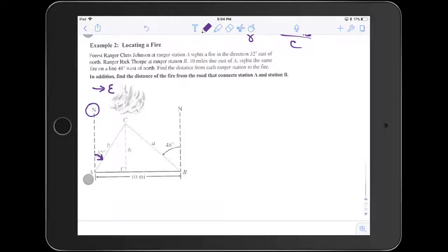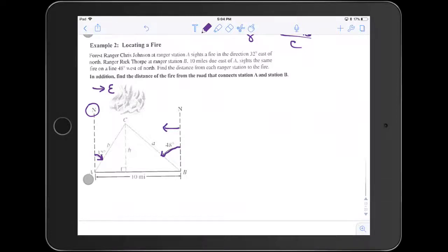Ranger Rick Thorpe at Ranger Station B, 10 miles due east of A, sights the same fire on a line 48 degrees west of north. So here's that west going this way off of the north, west of north. Find the distance from each ranger station to the fire.